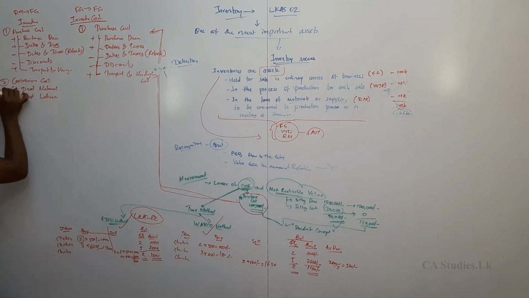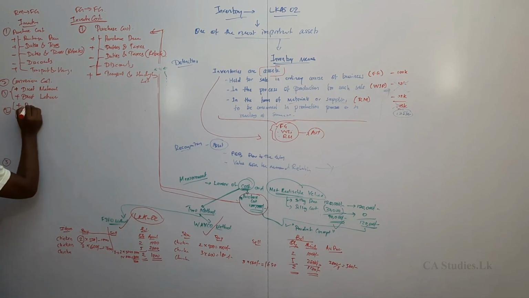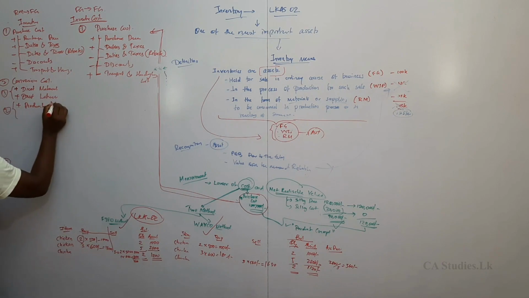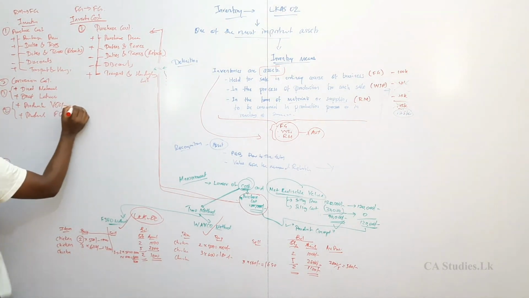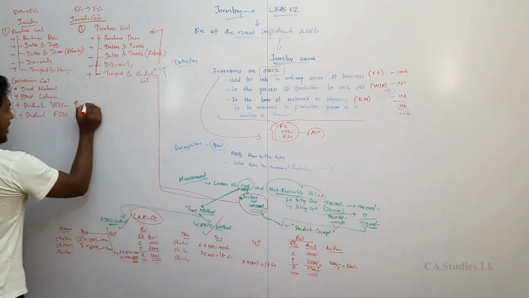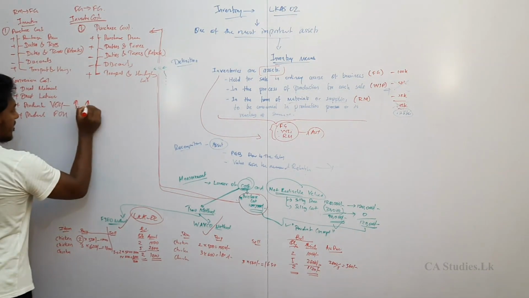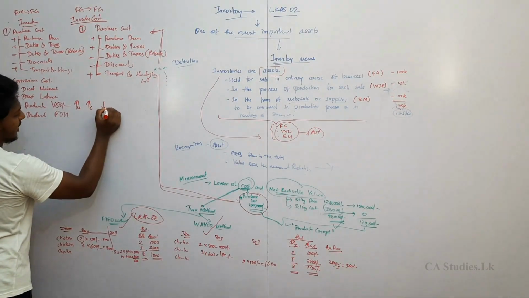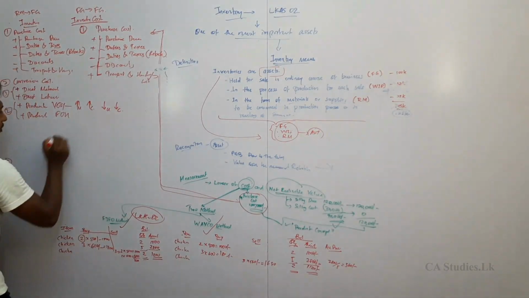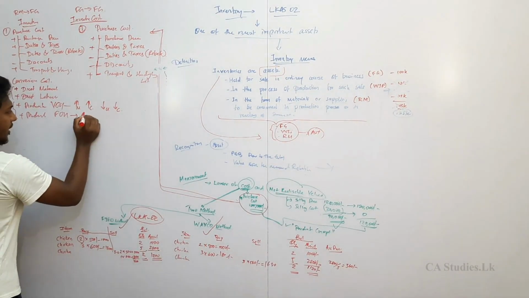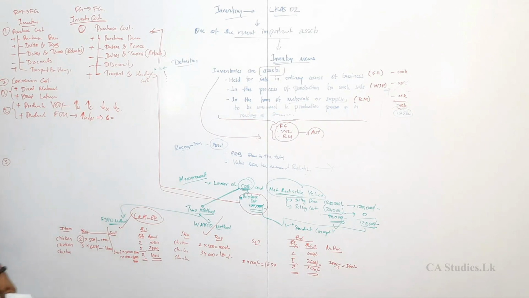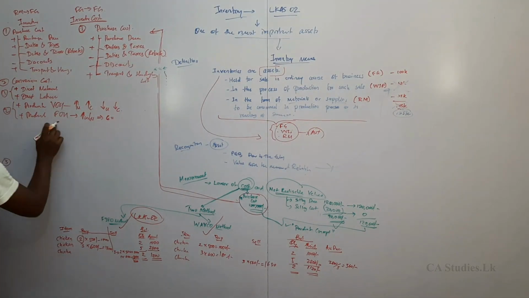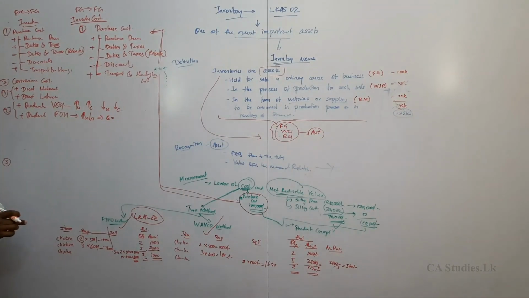So this is called direct cost. Now the second one is called indirect cost. That is production variable overheads and production fixed overheads. Variable overheads means when the number of units increases, variable cost will increase. When the number of units decreases, variable overhead decreases. Fixed overheads means whether the number of units increases or decreases, fixed overhead is the same, right? No change.